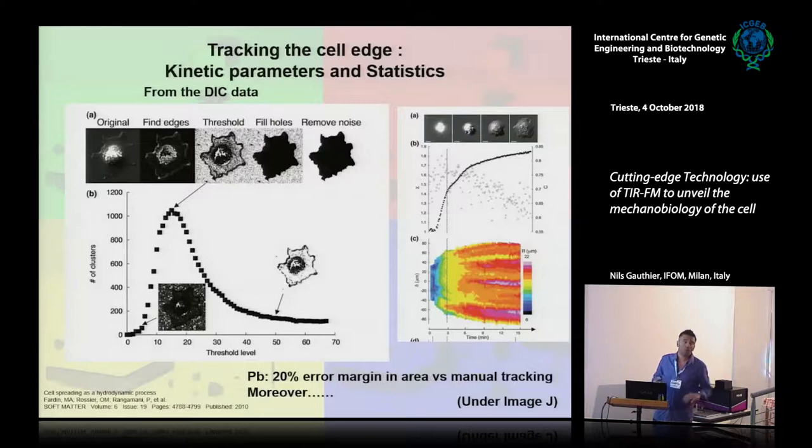look at them. But for a computer, because with DIC, for example, you have two edges, one is bright, one is dark, and at the interface between the two edges, you don't see the edge. Then computer-based cropping and so on are not good to highlight this type of stuff.